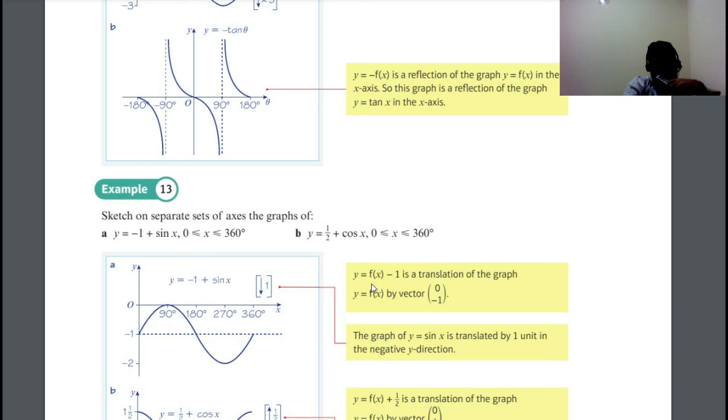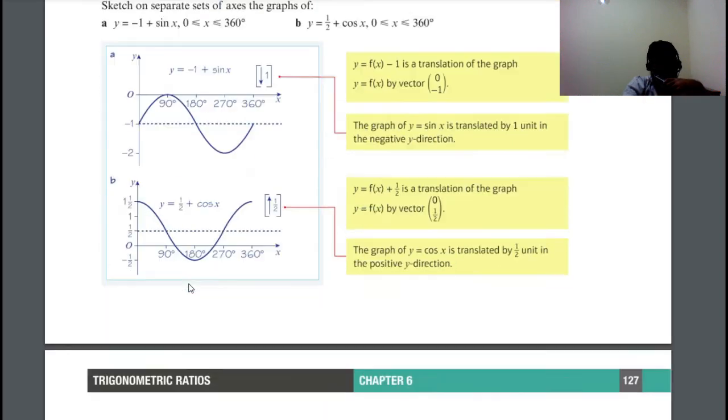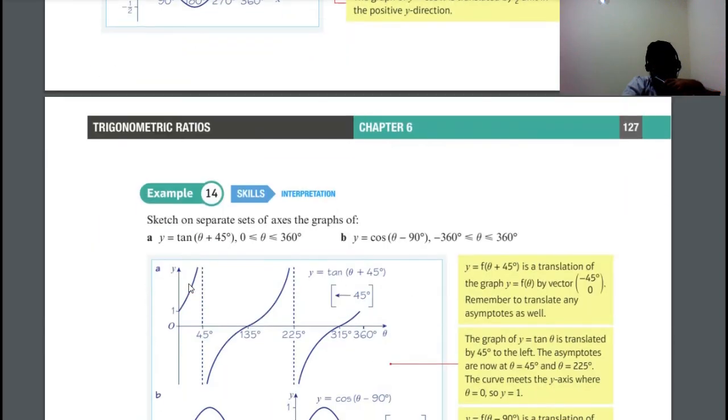Plus one would make it go up. Minus one would make it go down. And sine of x plus theta and x minus theta: plus theta makes it go left, minus theta makes it go right. The same goes for stretching.